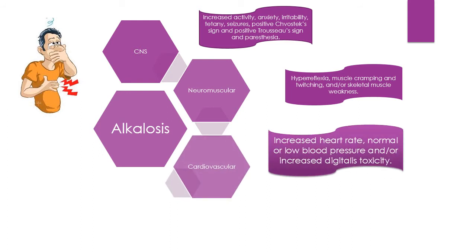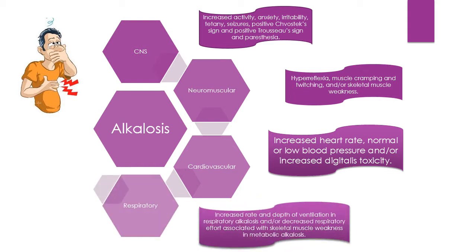In the cardiovascular system, the patient may exhibit increased heart rate, normal or low blood pressure, and/or an increased digitalis toxicity. And then the respiratory manifestations can include an increased rate and depth of ventilation in respiratory alkalosis and/or decreased respiratory effort associated with skeletal muscle weakness in metabolic alkalosis. Chart 14-6, page 208 of your textbook will provide you with key features of alkalosis.